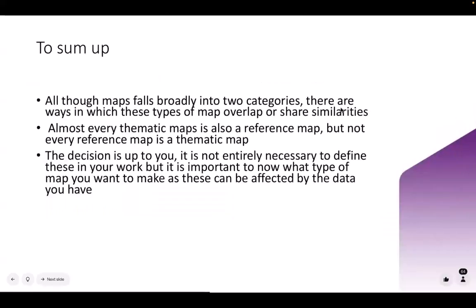So just to sum up, although maps fall broadly into these two categories, there are ways in which these types of maps tend to overlay or overlap or even share similarities. We can say that almost every thematic map, so that's one that has a spatial relationship, is also a reference map, right? Because it's going to have that base layer information of the physical environment. But not every reference map is seen as a thematic map. The decision is up to you. And it's not entirely necessary to define these in your work, but it's important to know what type of map you have, as these can be affected by the data that you have.